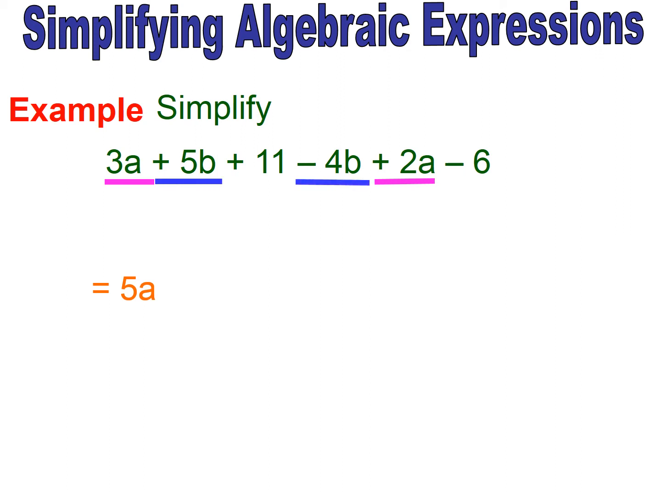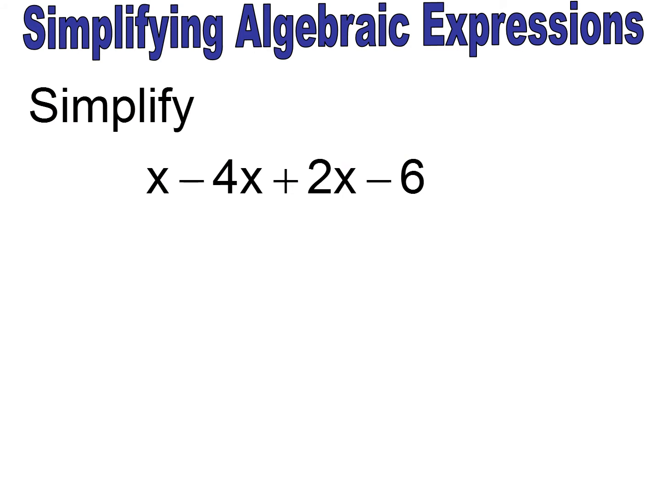I have a plus 5b and a minus 4b. So I do the arithmetic, it's 5 minus 4. Now when you do this 5 minus 4, you end up with a 1, but you never see a coefficient of 1, so when you write that piece of the expression, you just want to write the plus b because it was a positive 1. And now we're going to combine the positive 11 minus 6, and we get plus 5. So we simplified the expression.